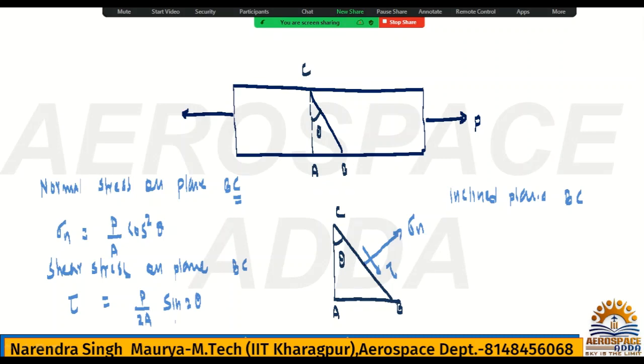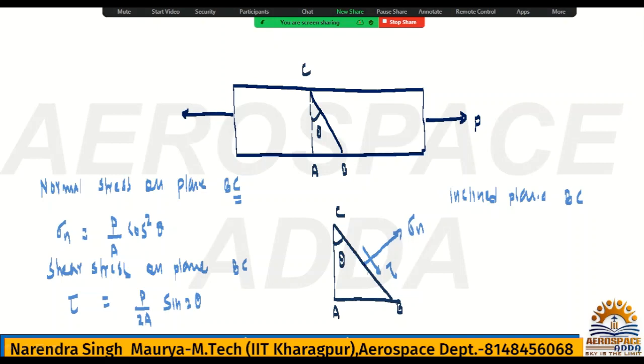Okay, you just think, if you want this plane BC as a normal plane, where is the BC? BC is here. If you want this BC as a normal plane, then this BC should overlap on CA. Okay, if it is overlapping on CA, then what will be the theta? So theta will be 0. To become a normal plane, what should theta be? So BC we have as the inclined plane. Again I am saying BC is the inclined plane. And for the inclined plane, I have written this result P by A cos square theta, which is the normal stress, and shear stress tau, which is nothing but P by 2A sin 2 theta. Any textbook you can take, the derivation is given there. Okay, here it is not required.